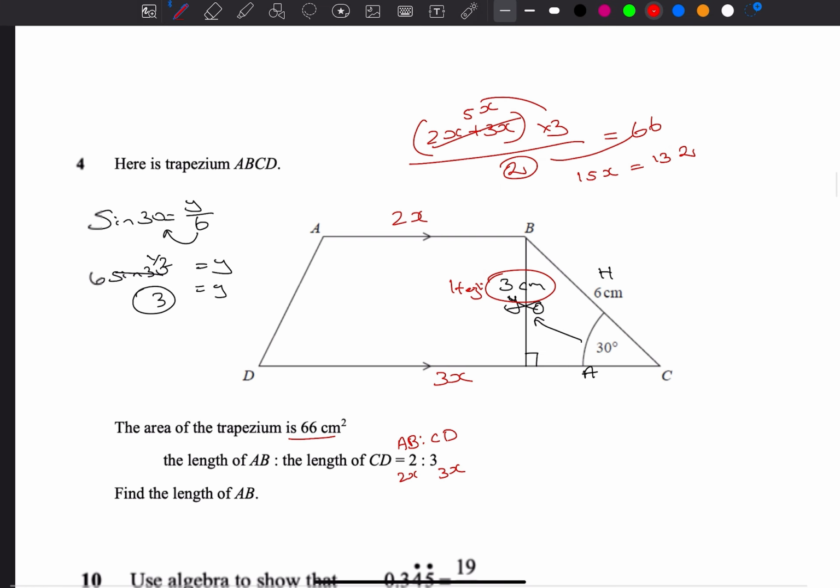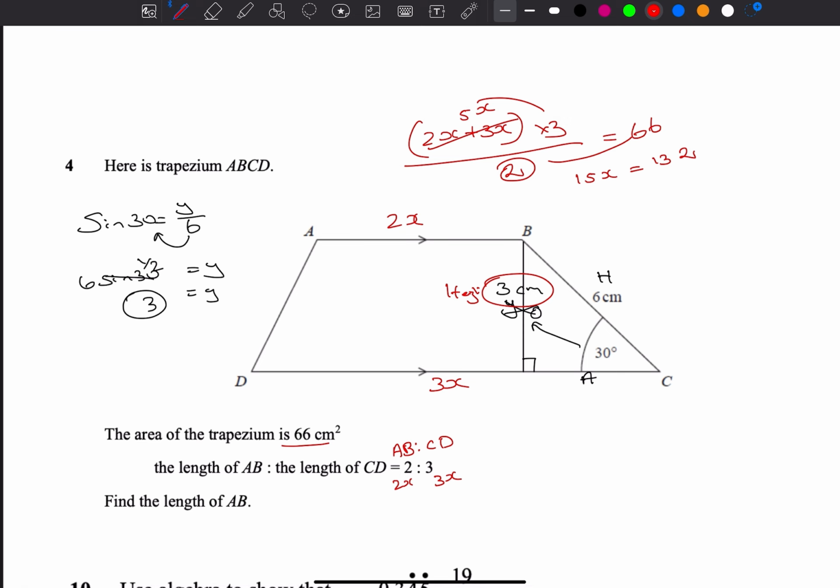132. Okay, then if it's 132, what do we do? X is what? 132 divided by 15. 8.8. X is 8.8. But we might think that's what they want. No, that's not what they want. They want AB. What is AB? AB is 2x, which is 2 times 8.8, which is 17.6 centimeters.